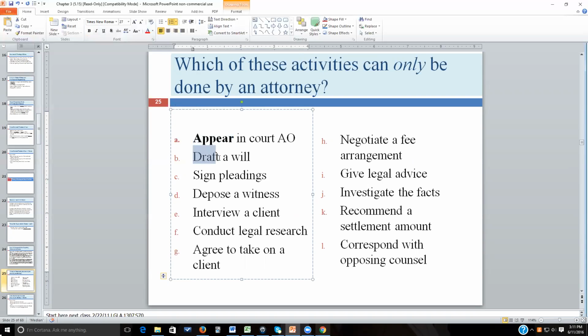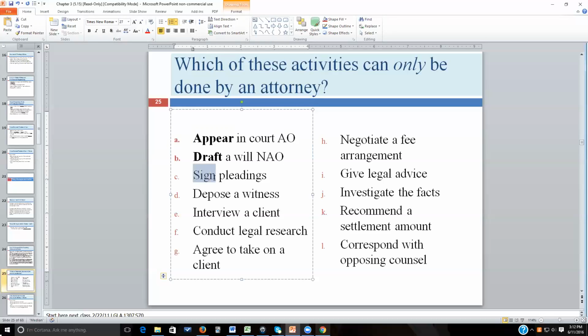The next one, we have the word draft. This is also an important word relationship. This is not an attorney-only function. So I'm going to say not NAO, because drafting the will is a common function for a paralegal to do. As long as the paralegal shows the draft will to the attorney before it goes out to the client, that's a perfectly appropriate thing for the paralegal to do, and would be a routine thing for a paralegal to do in an estate planning practice.